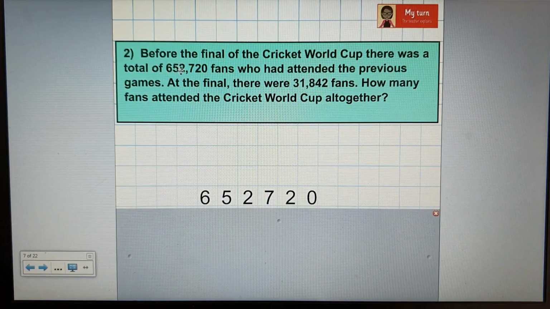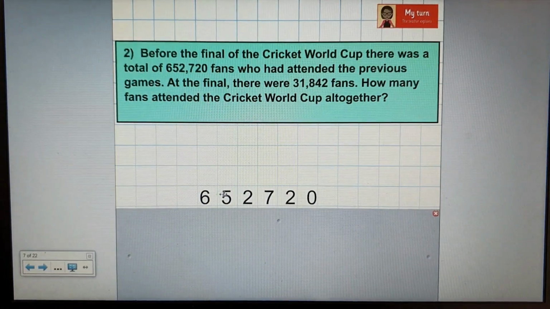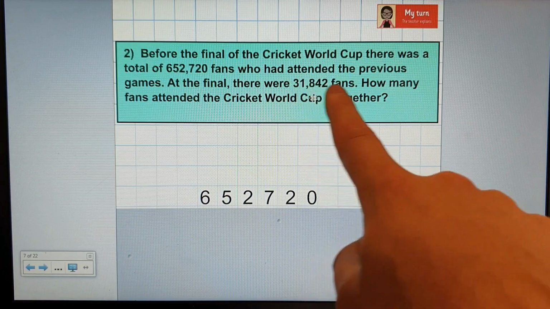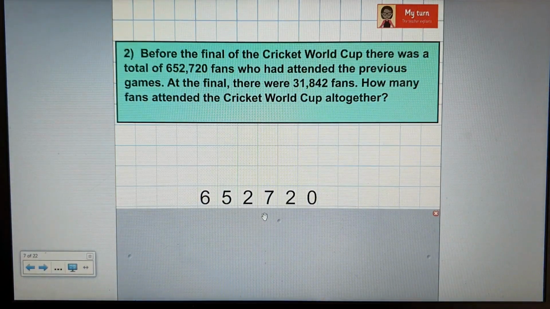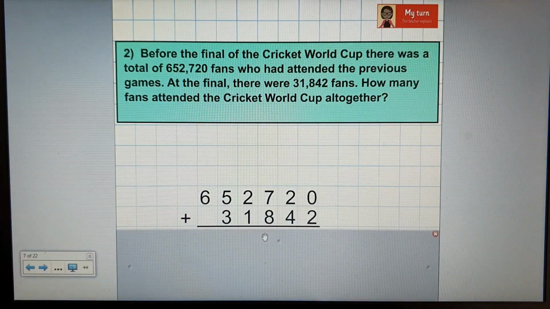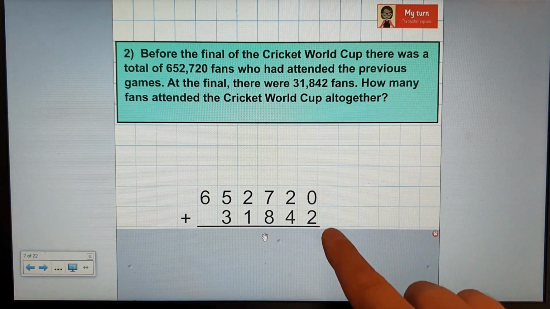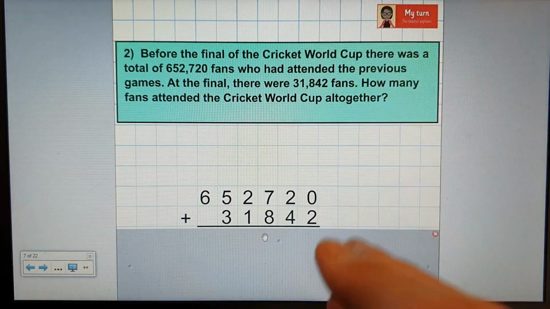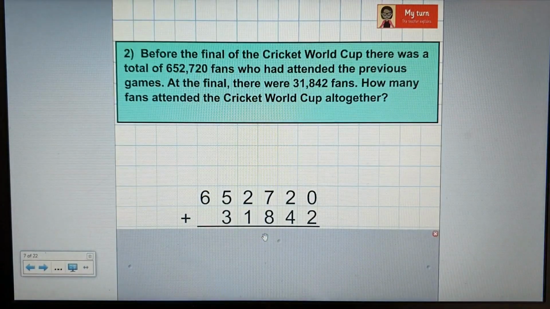Okay, now when I was reading through it earlier, it was a bit tricky because there are lots of digits. But if you take your time and read it, you can work out how to read the number out loud. So I've got 652,720. Now my next number has only got 5 digits. So I need to make sure I'm really careful when I'm putting it in, that I line it up from the right hand side, starting from my units and working my way across, so that every column has the correct place value.